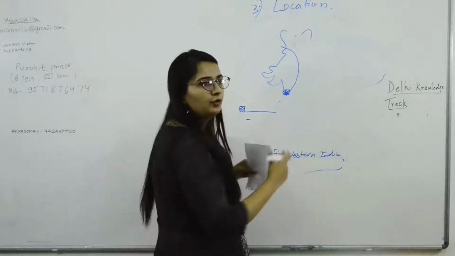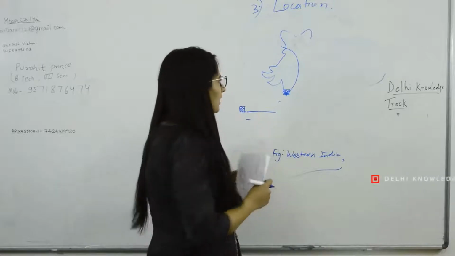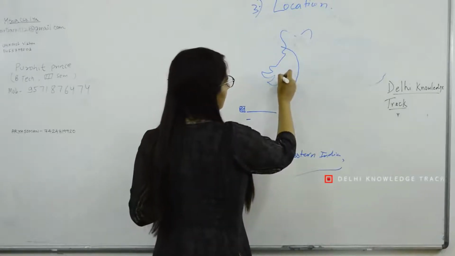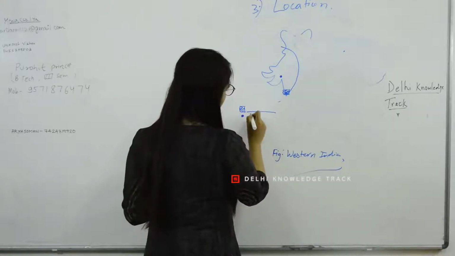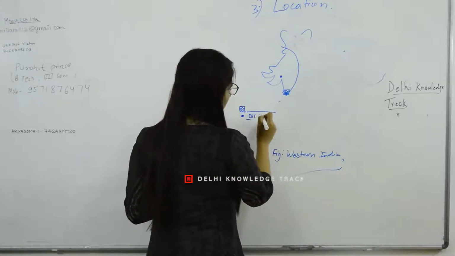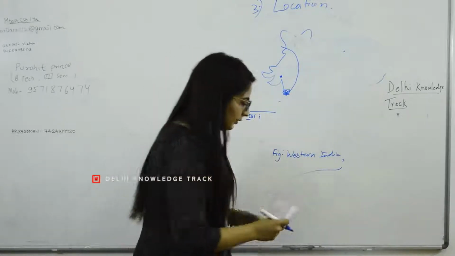Suppose I have to write about the oil availability in India, places where oil is found. So I can mark here in Assam somewhere, and then here I'll put a dot and write oil is found at these places or oil regions. So this is the third approach.